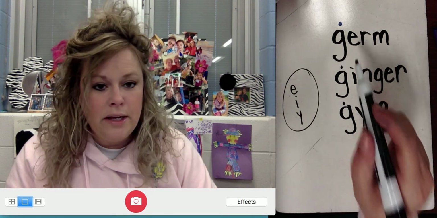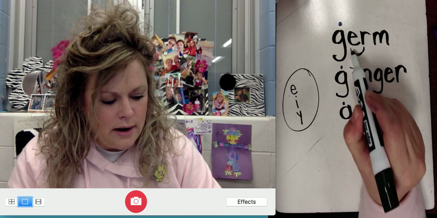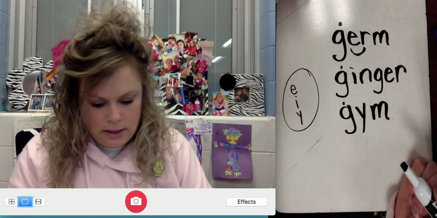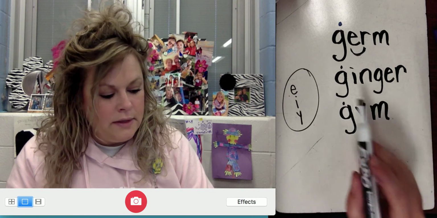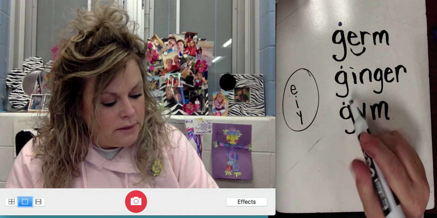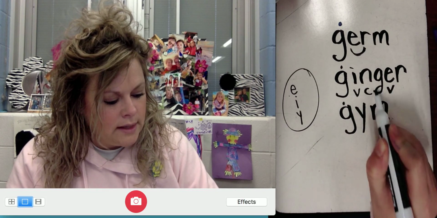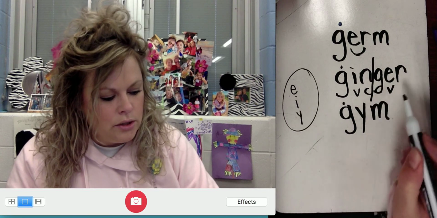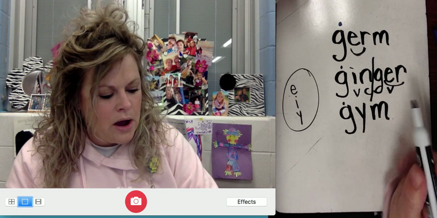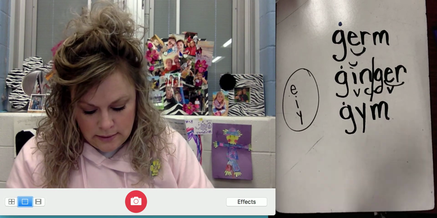All right, let's go ahead and code through the rest of these words. Combination ER is in this word germ. Okay, now for this word ginger, there are two vowels. So I'm going to code vowel to vowel. Consonant, consonant, gin, ger. Combination ER, breathed I because it's followed by a consonant.